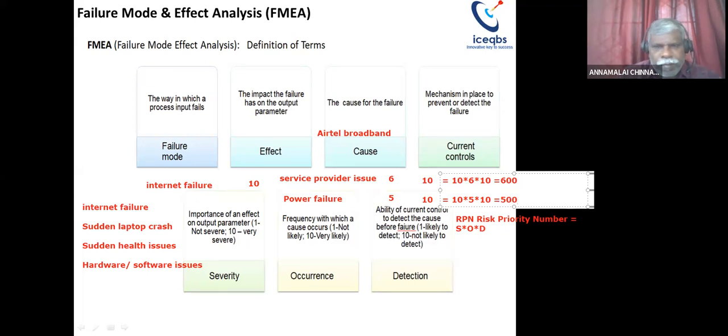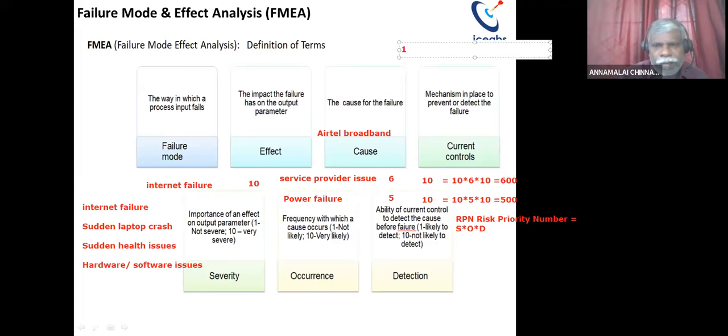So the minimum RPN value I can get is 1 multiplied by 1 multiplied by 1, that is equal to 1. And the maximum RPN value I can get is 10 multiplied by 10 multiplied by 10, that is equal to 1000. So I have got the RPN values of 500 and 600. So that means these risks are on the higher side.